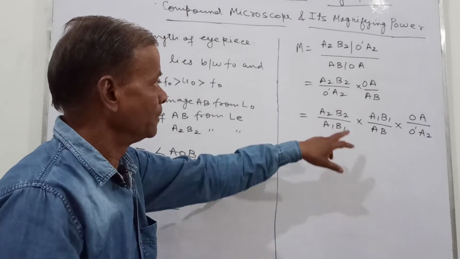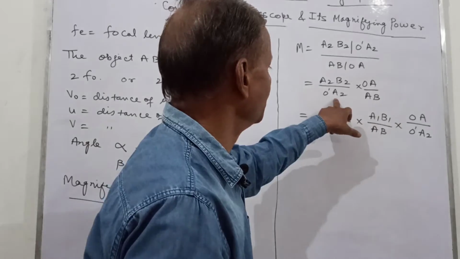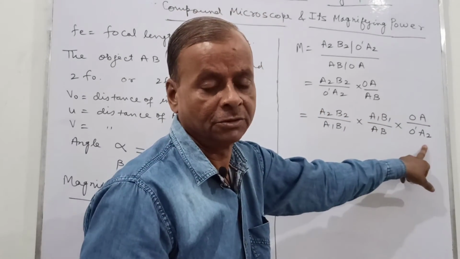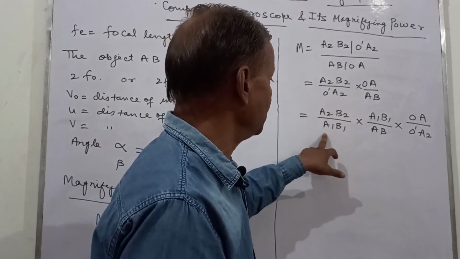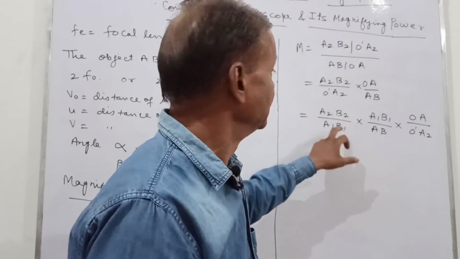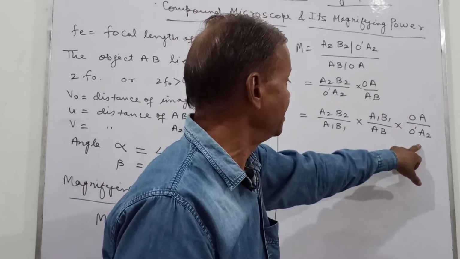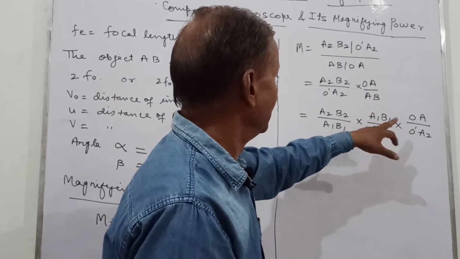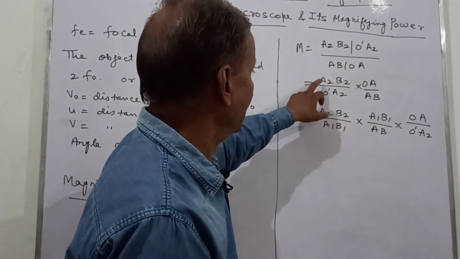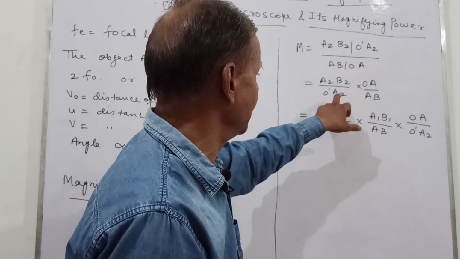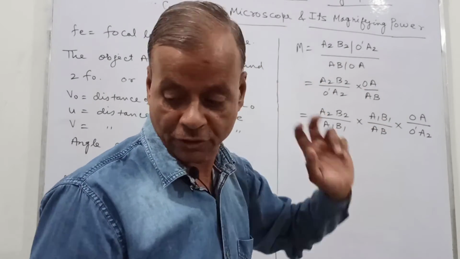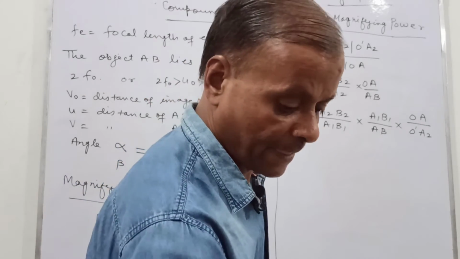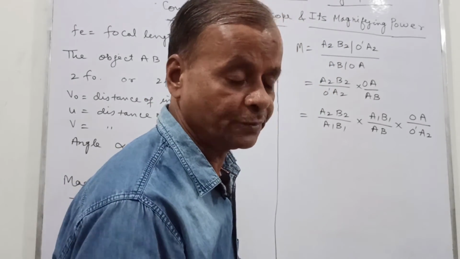I have taken these two terms at the last. You should not be confused that this A dash O2 is equal to A1, this is not so. This term with this term I have put at the last point, and A2 B2 has been divided by A1 B1 and multiplied by A1 B1 because this is common to both eye lens and the objective lens.